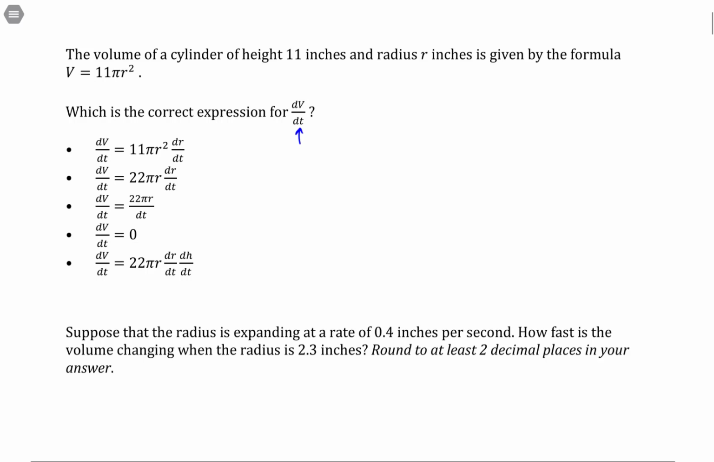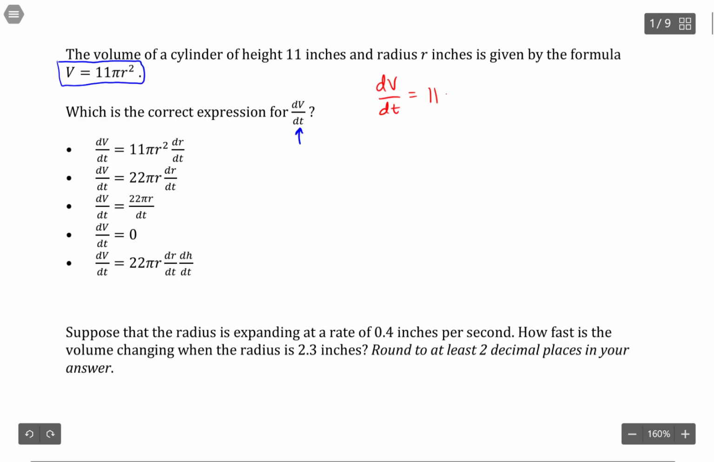with respect to. That's really important. We're differentiating the variable V with respect to t. If you'll notice, the variable t does not exist in this expression. So we aren't just going to say, actually, I'm going to write it in red because it's wrong. We aren't just going to say dV/dt equals 11 pi, and then this would be 2r, and call it a day. Because then it looks like 22 pi r, which again is in red because it's wrong.